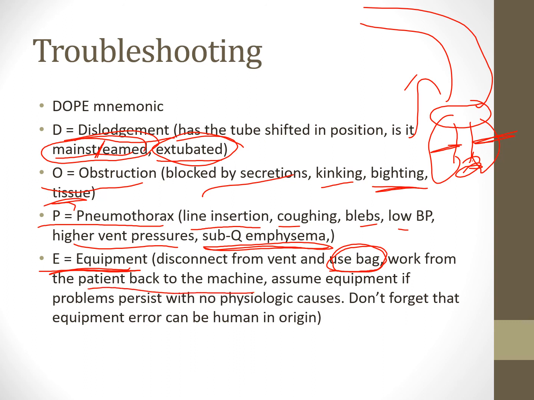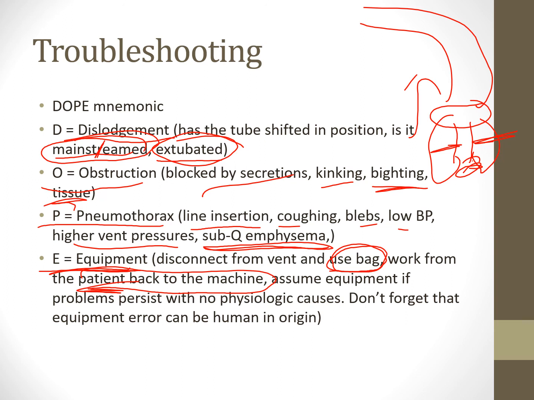and then work from the patient to the machine. Notice you work from the patient first, back to the machine. So you look at their ET tube, look at their hub, look at the circuit, the suction part of their circuit, look at the dead space of the circuit, look at their inspiratory limb, look at their expiratory limb. Work your way back to the machine. Okay, and you always start at the patient first and work your way back.